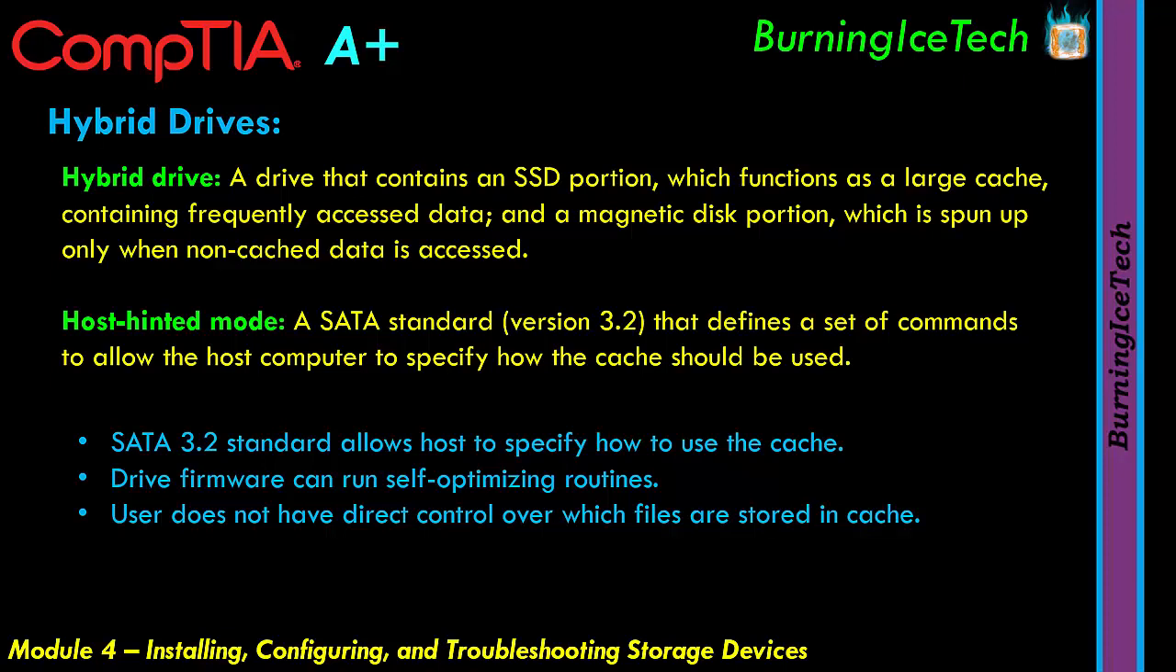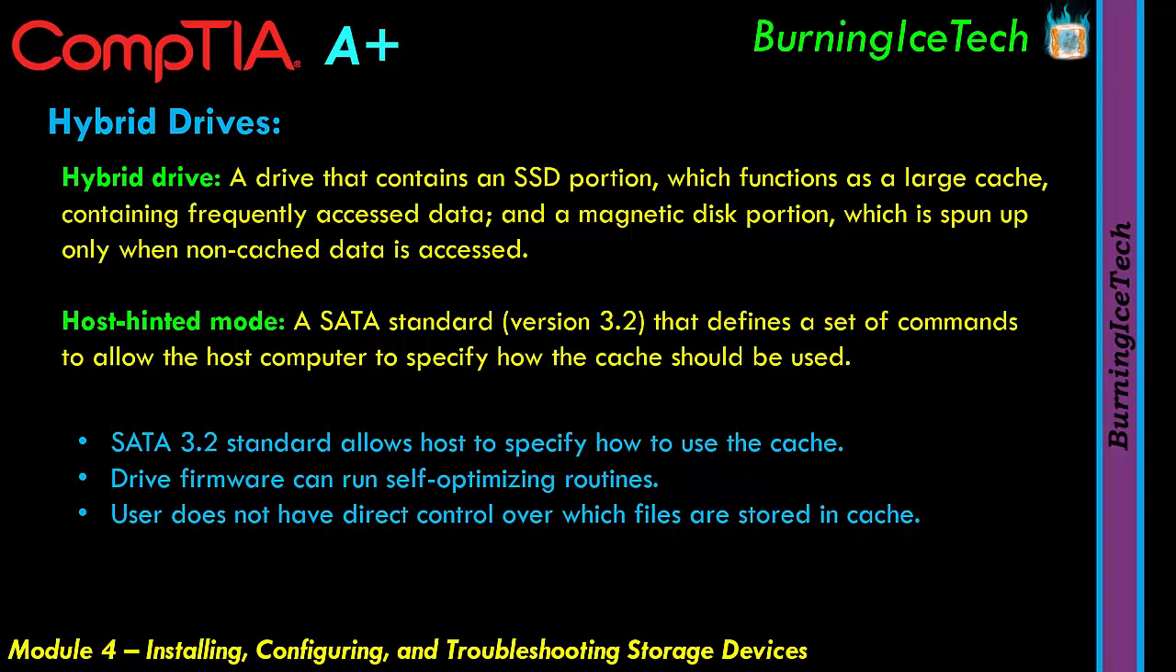Hybrid is when you take your old conventional mechanical hard drive and you basically marry it with a solid state hard drive. So if you have a terabyte hybrid hard drive, you might find that only 50 gigs or 100 gigs of that is solid state. You can think of that as the cache. We call that a cache.